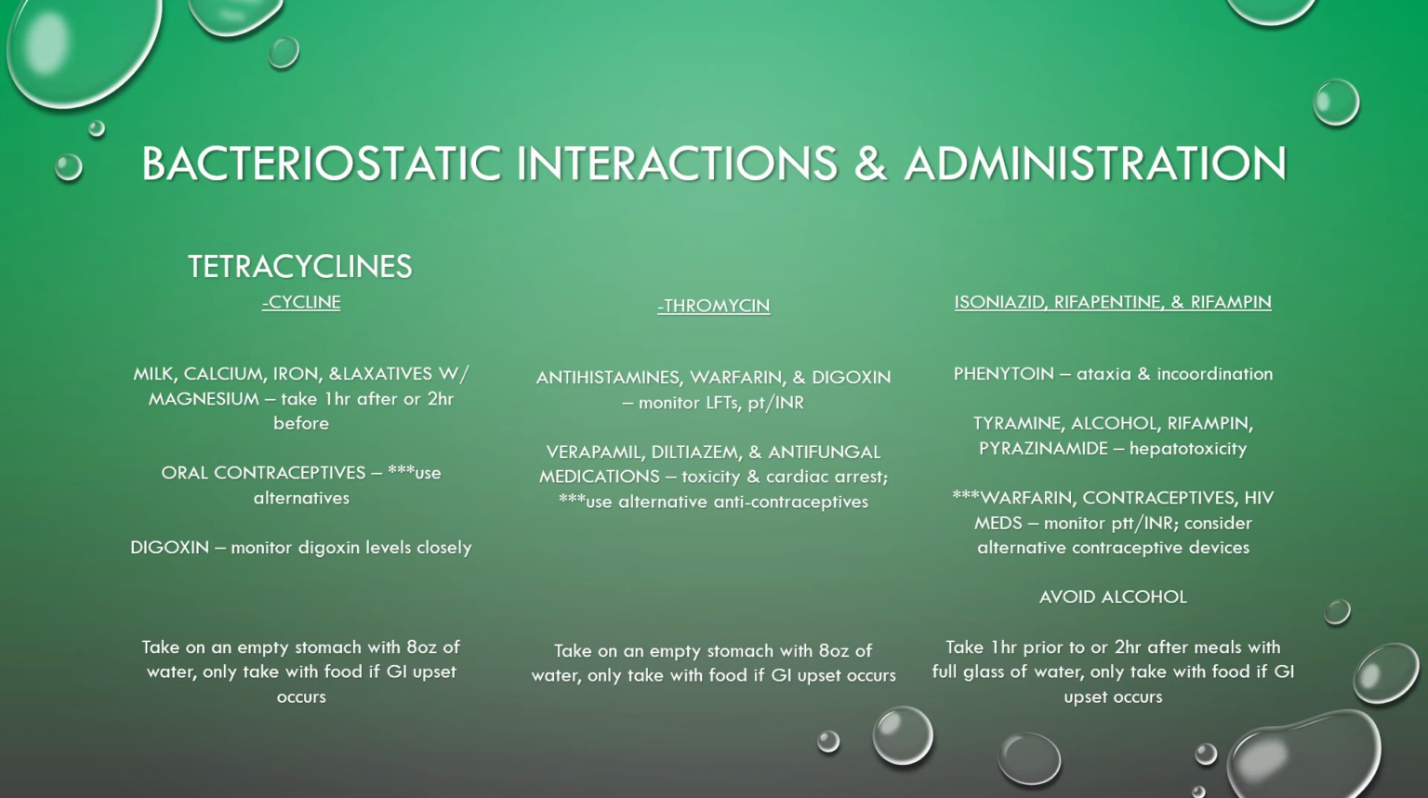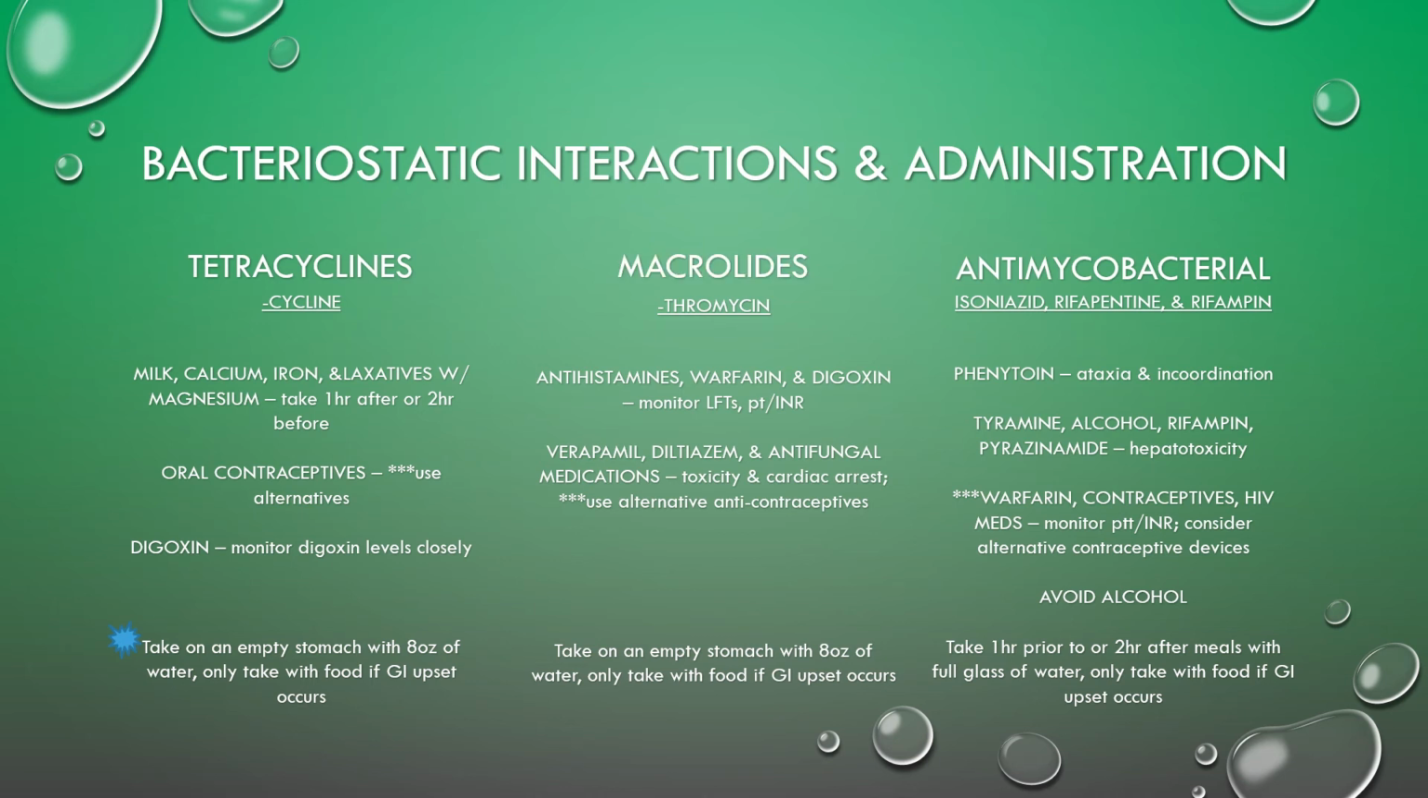Oral contraceptives, again, so using alternative methods to prevent contraception if that's what they're desiring. And then digoxin. So digoxin is another one that's going to be levels that we monitor very closely. We'll look into that later with cardiac. So taking on an empty stomach with 8 ounces of water. Only take with food if GI upset occurs. So there's your little blue bam.